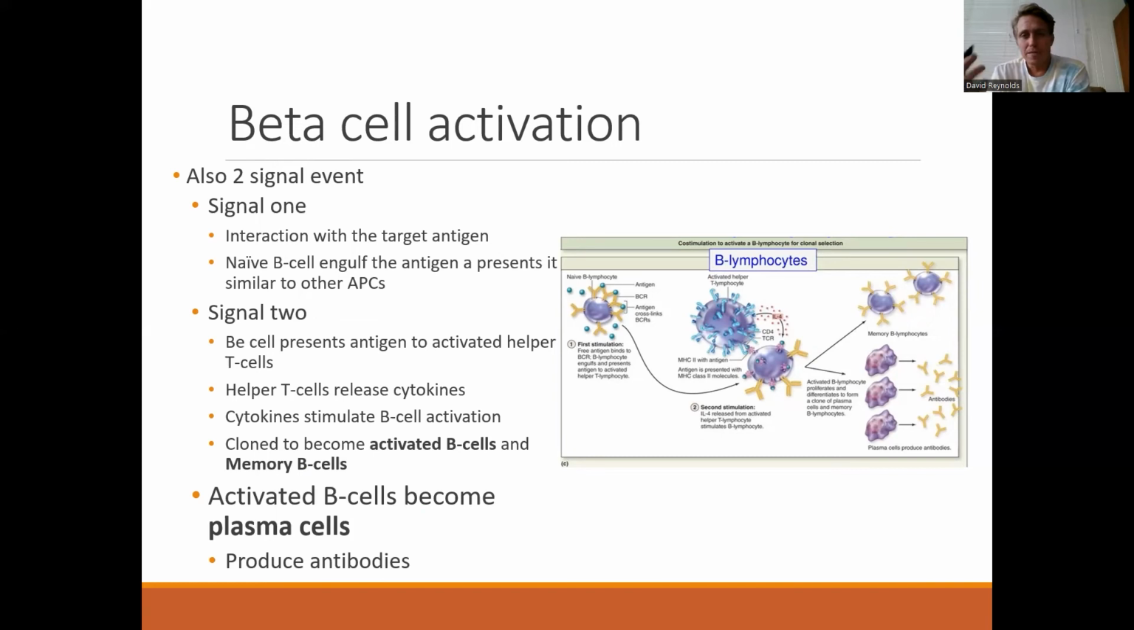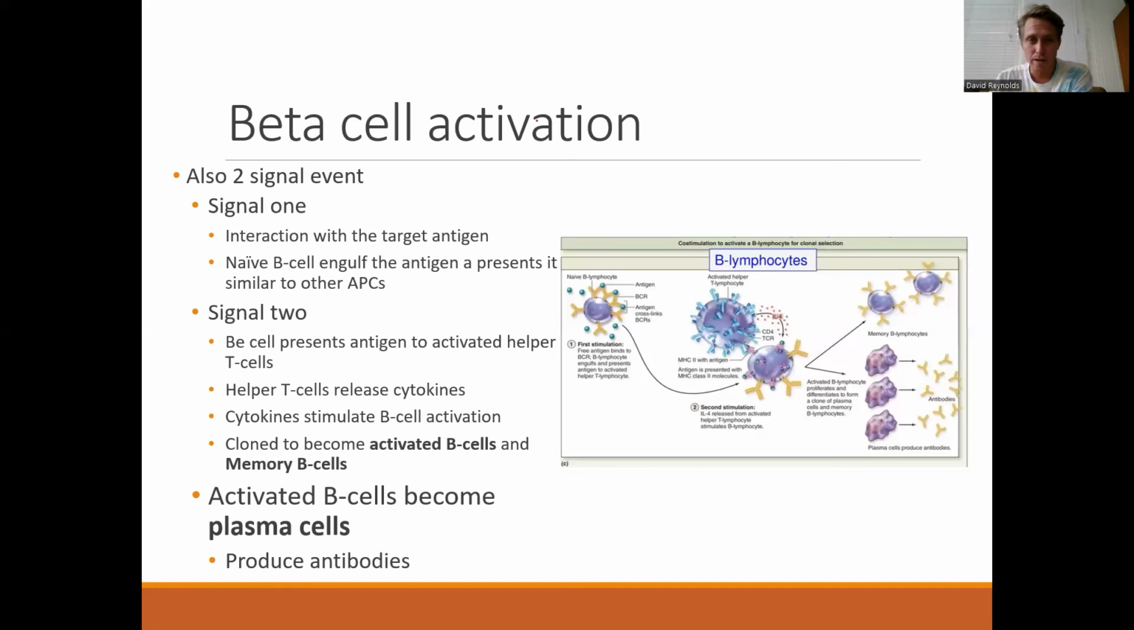So B cells go through a very similar selective process as the T cells, except the B cell selective process doesn't happen at the thymus. It actually happens in the bone marrow, hence B for bone marrow. All right, that's where the selection occurs, in the bone marrow. But let's talk about what signals their activation. Again, it's a two-step process.